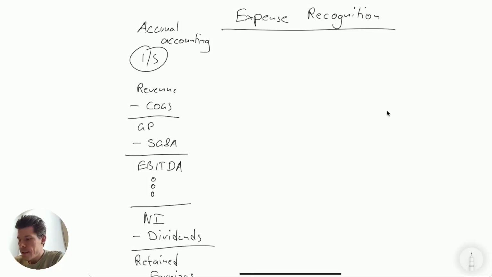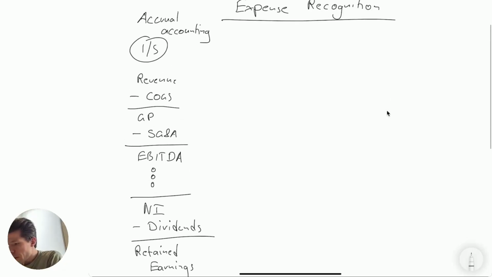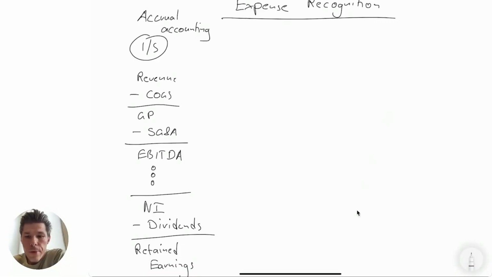This session is about expense recognition. We provided an introduction to accrual accounting and revenue recognition earlier. Under expense recognition, there are in general three different methods how expenses are recognized.